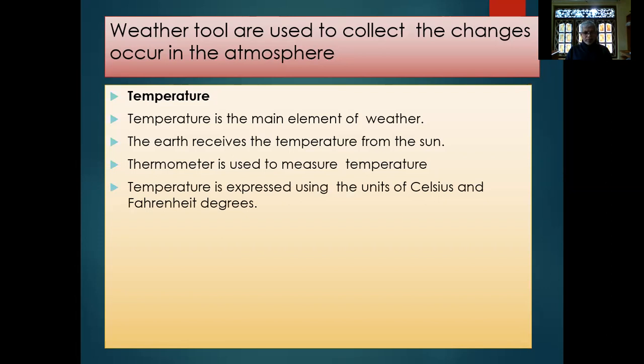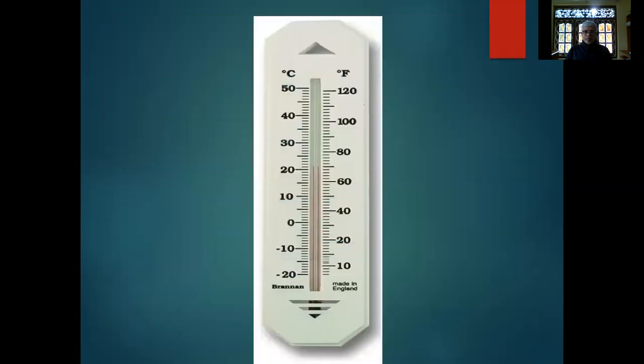Temperature is expressed, because to tell these changes, units must be used. The units used to express the temperature are Celsius or Fahrenheit. Now mainly in Sri Lanka we use Celsius. I think now you know how to write Celsius. Now you know what it is. It is a thermometer. One side you see Celsius. That is how it is written. On the other side you see Fahrenheit.